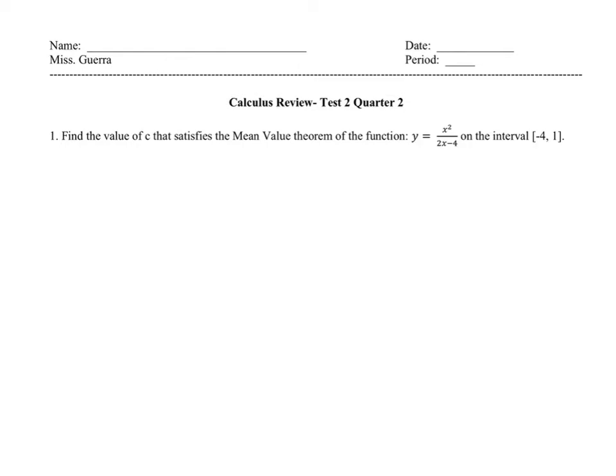I'm not going to do this one. This one's a little difficult. So I'm going to change it to y equals negative x cubed plus 4x squared minus 3 on the interval of 0 to 4. Okay, so the first question says find the value of c that satisfies the mean value theorem.